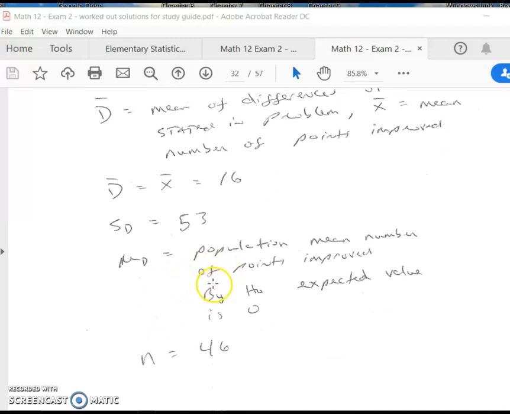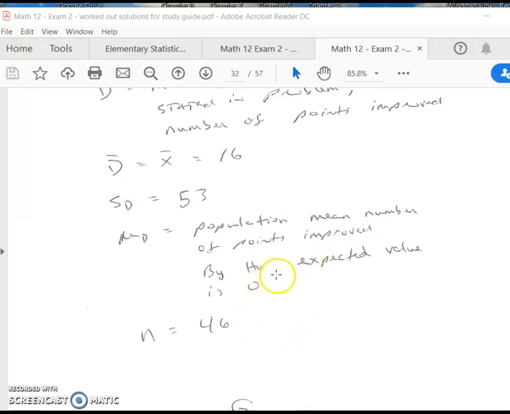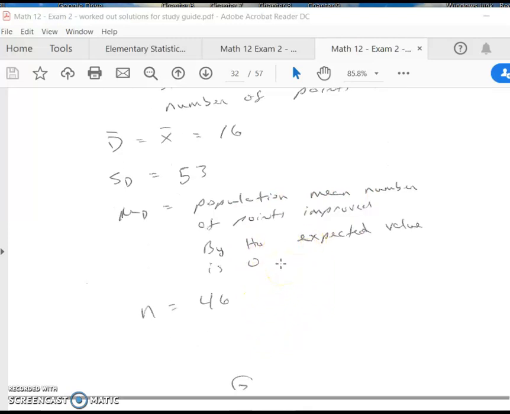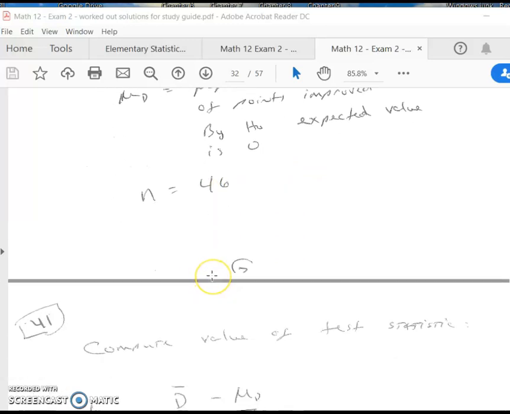The mu sub D is the population mean number of points improved. By the hypothesis, the expected value is 0. That's what we expect it to be, and then n is 46.